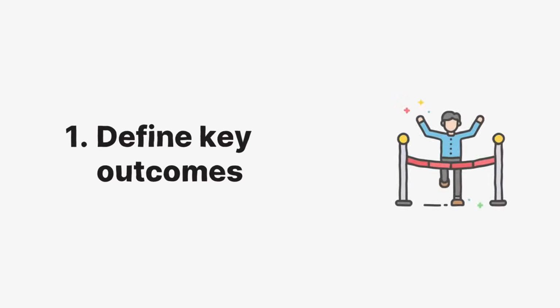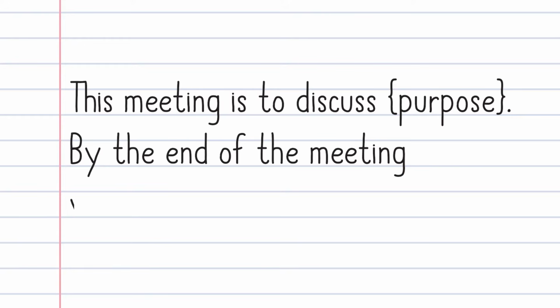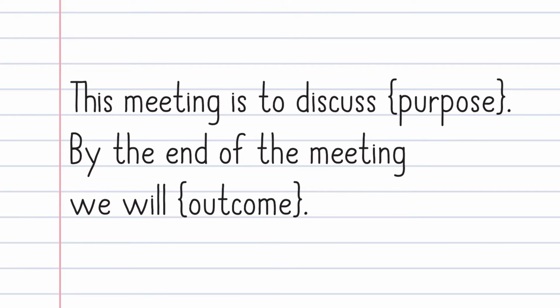Step number 1 is key outcomes. State the purpose of the meeting and the expected result. So it's going to be something like, this meeting is to discuss, insert purpose. By the end of the meeting, we will have, and insert your intended outcome.